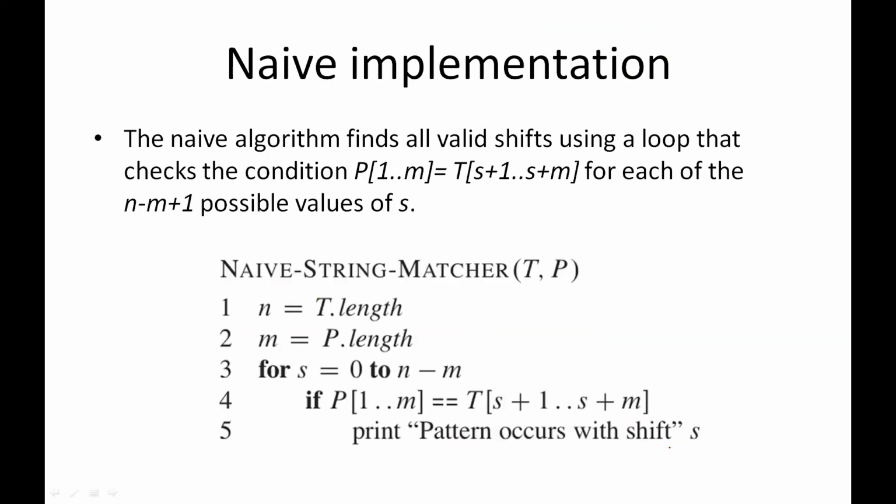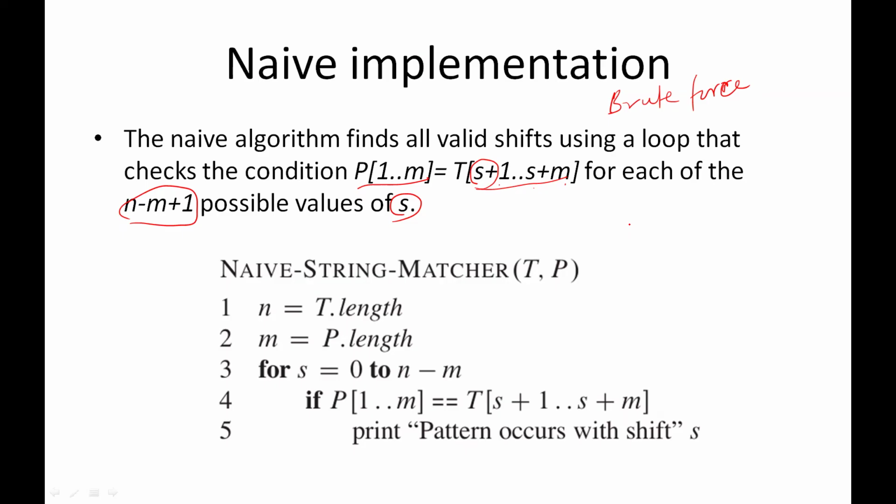So this is the naive algorithm, or the brute force approach. The naive algorithm, or brute force trial and error method, is a common string matching algorithm. A naive algorithm finds all valid shifts using a loop that checks the condition whether the pattern is occurring somewhere inside the text. And that somewhere starts from the position S plus 1 till S plus M. Okay. So for all the values from 0 to n minus m plus 1, there can be any value of s. So you just start from here.